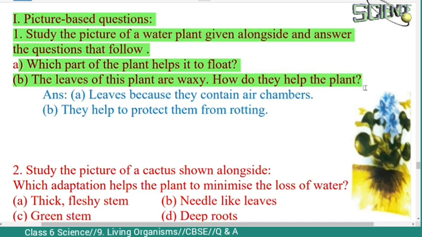B, the leaves of this plant are waxy. How do they help the plant? Answer, they help to protect them from rotting. So leaves are waxy, so it helps the plants from rotting. Or we can say it protects the plant from rotting.